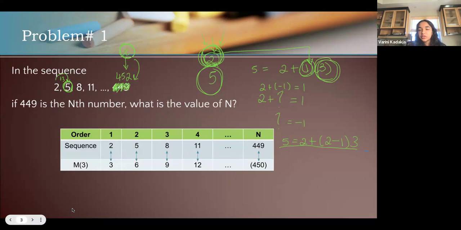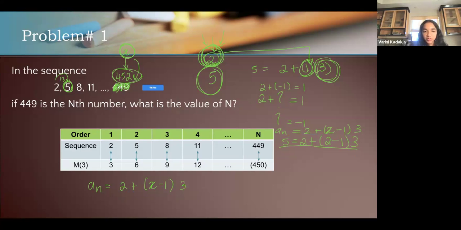So now what we can do is come up with a formula on how to solve this problem, right? So we know we can take the position minus 1 times the common difference plus the original number to give us some number in the sequence, right? Okay. So now we can use this formula to help us get 452, right?